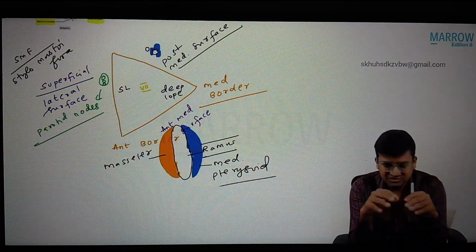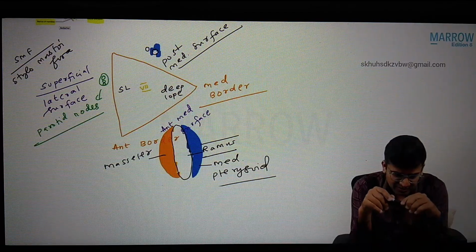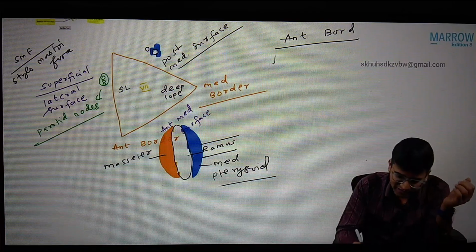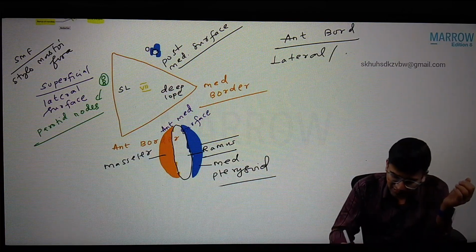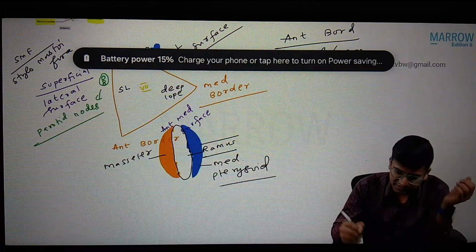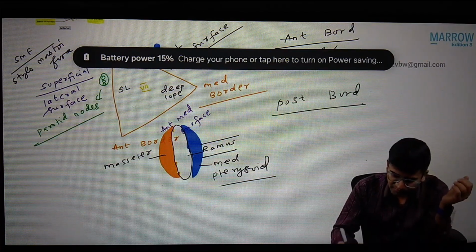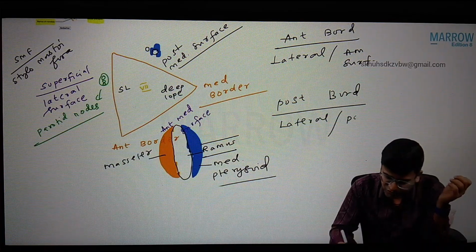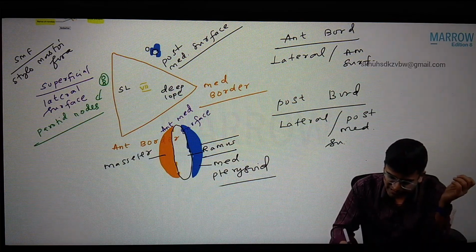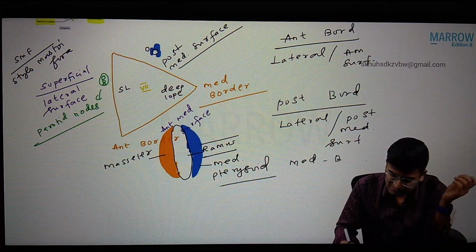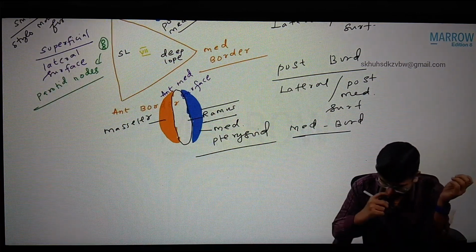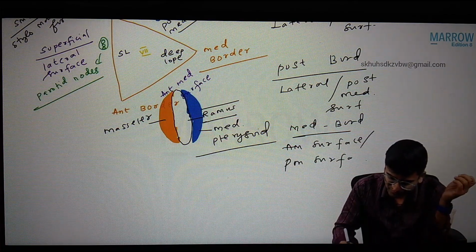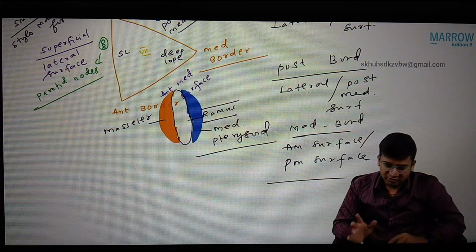Now next, we see the borders. I already told you. The anterior border is present between the lateral surface and the anteromedial surface. The posterior border is present between the lateral surface and the posteromedial surface. The medial border is present between the anteromedial surface and the posteromedial surface. Okay, fine. So we have three borders.